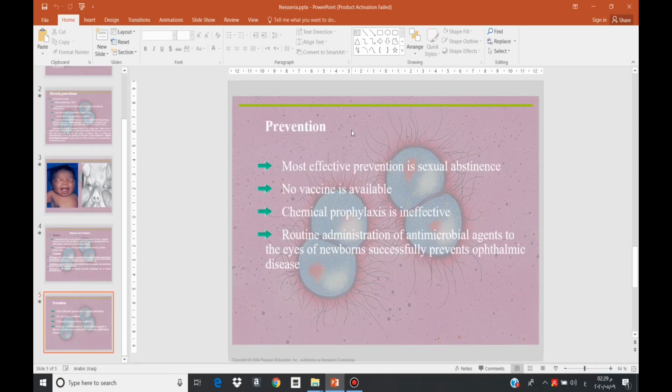طبعا البريفنشن مثل ما تعرفون احنا قلنا بالنايسيريا غونوريا there is no vaccine. البريفنشن only in sexual abstinence. طبعا الchemical prophylaxis is ineffective. اكو رول او routine administration of antimicrobial agent قلنا نعطي لكل بيبي ينولد with normal vaginal delivery نعطيه erythromycin ointment to prevent the transmission of the bacteria from the infected birth canal to the baby.